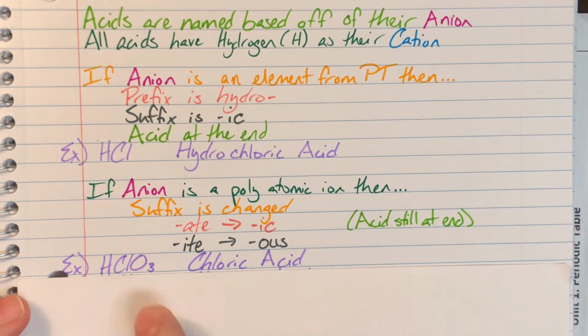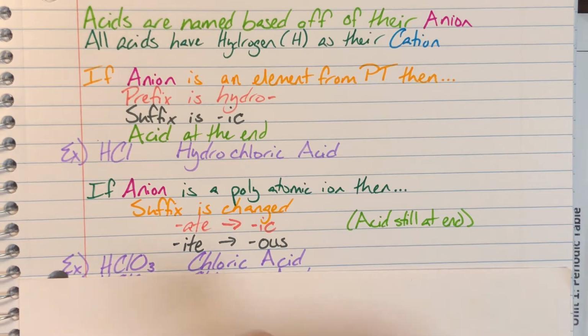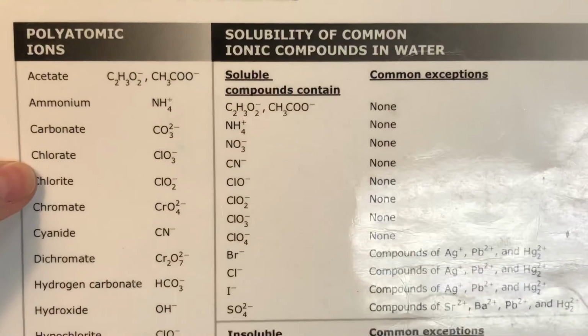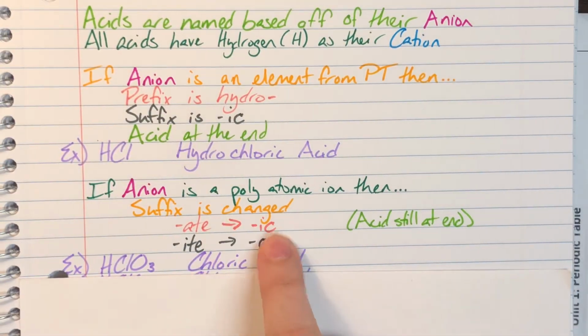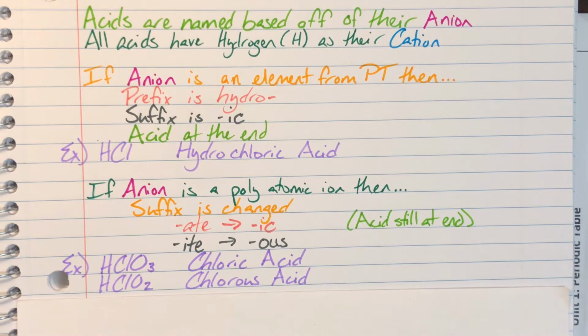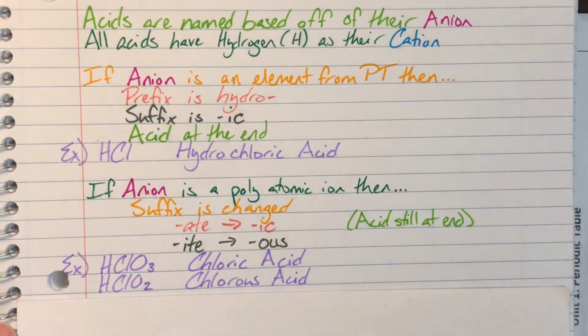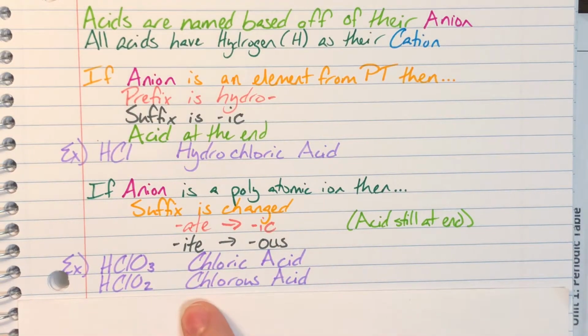So here we have a leading hydrogen, which would make me an acid, and then I have ClO3. ClO3 is chlorate. So chlorate, ate turns to ic, and then I just add acid. So this is chloric acid. ClO2 bonded with hydrogen. ClO2 is chlorite. Ite goes to ous, so this would be chlorous acid.